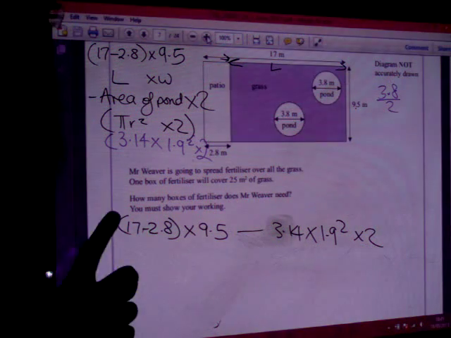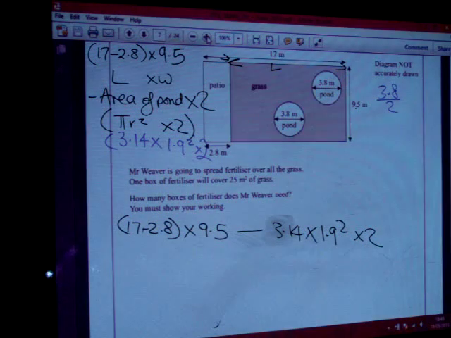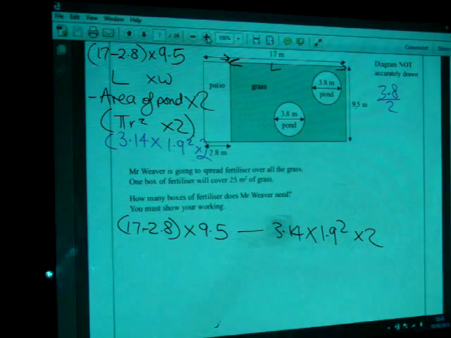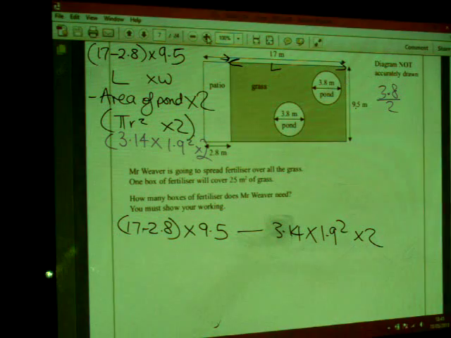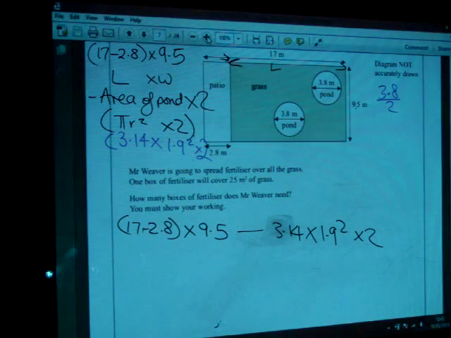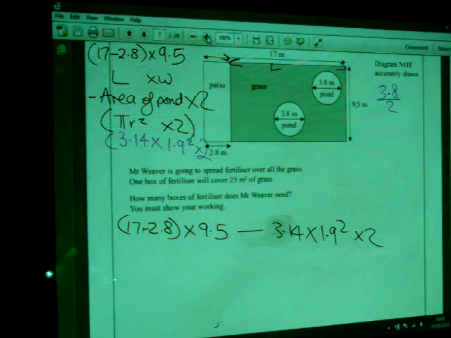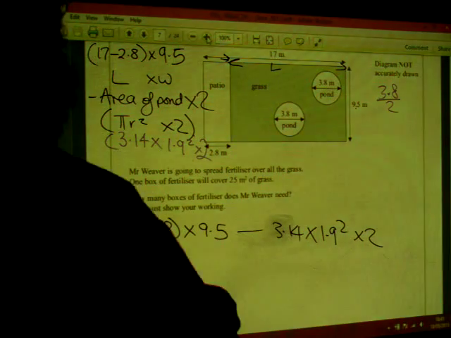Right, now, do you use 3.14? Do you use the pi button? You use the pi button. What do you get, Isa, on yours? I haven't done the calculation. Should do that? Yeah, please. 112.2177. Yeah, what do you get? 112.2177.